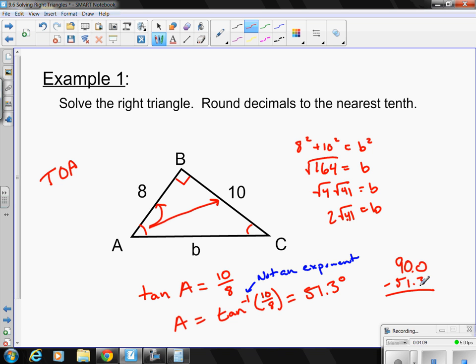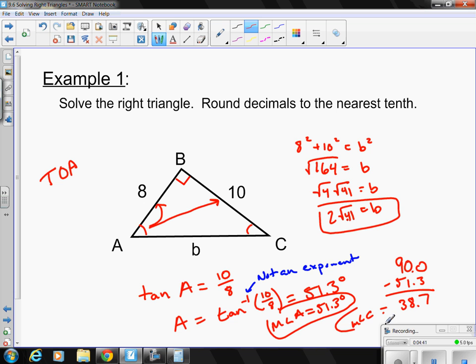So I get 38.7 degrees. So the measure of angle C equals that. The measure of angle A equals 51.3 degrees. So now I know these 3 angles and these 3 sides. So I had to find 3 things in that problem.